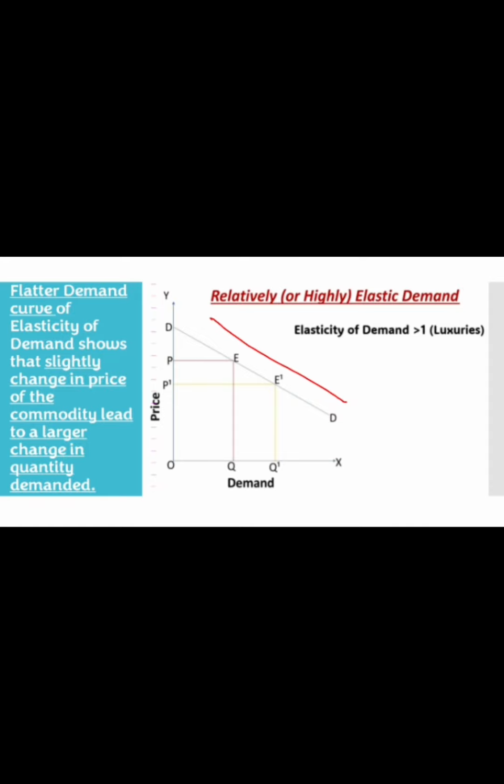It shows that a slight change in price of the commodity leads to a larger change in quantity demanded. Suppose our price is falling by 20%, so our quantity demanded is increasing by more than 20%, and vice versa. Suppose our price is rising by 20%, so our quantity demanded will fall by more than 20%. It means the proportionate change in the price will be less than the proportionate change in the quantity demanded. As you can see, this gap is lesser than this gap.